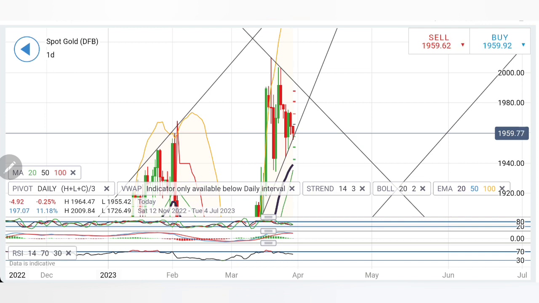So considering this for the day, yes, below 1955 one can stay short, and above 1965 one can buy. However, largely below 1950 only little more bearishness, and above 1975-1980 levels only little more bullishness is seen. Till the time, you have to trade with the stop loss, trade with the trailing stop loss.